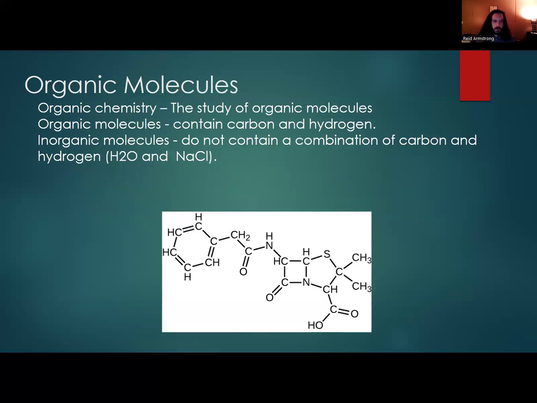So organic chemistry, the bane of my existence, this class I struggled with potentially the most. It was definitely a scary one. It's going to be the study of organic molecules. Organic molecules contain carbon and hydrogen, and inorganic molecules do not contain a combination of carbon and hydrogen.